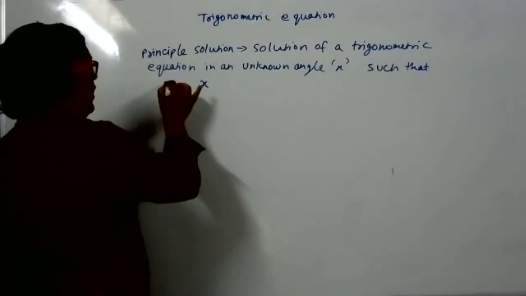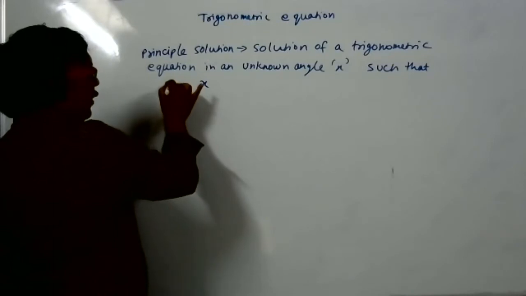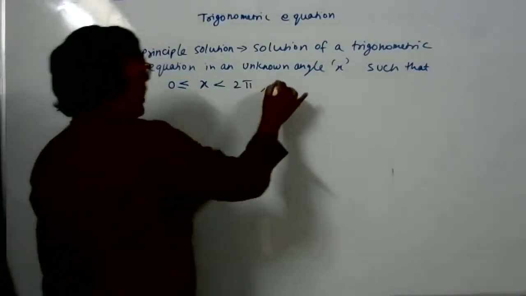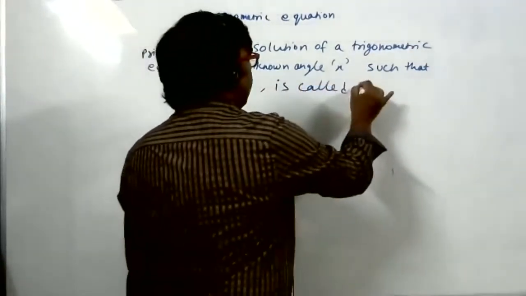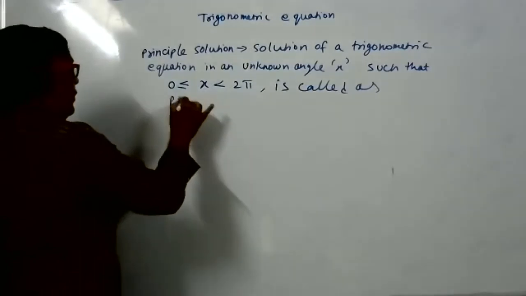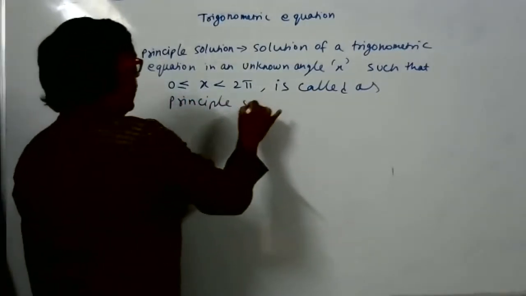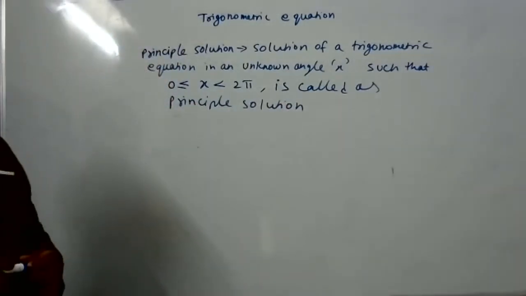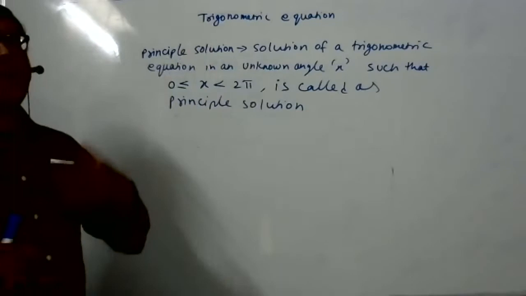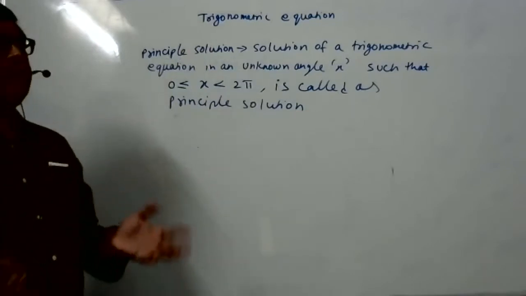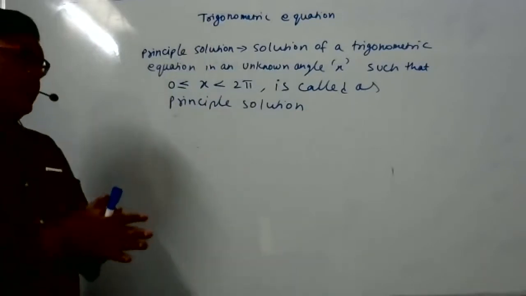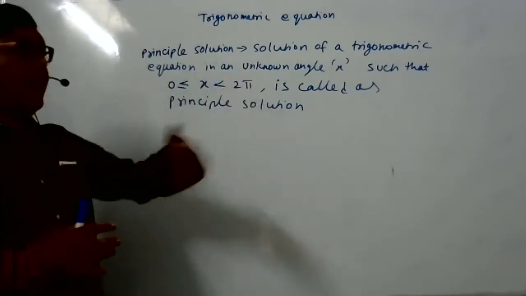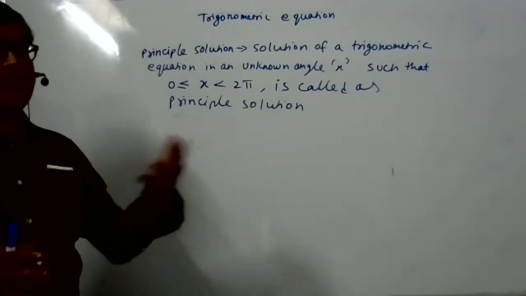greater than or equal to 0 and less than 2 pi is called as principal solution. If somebody asks you to find the solution, it means find the value of angle. If you find the value of angle such that the angle value lies between 0 and 2 pi, such values of angle are called principal solution.